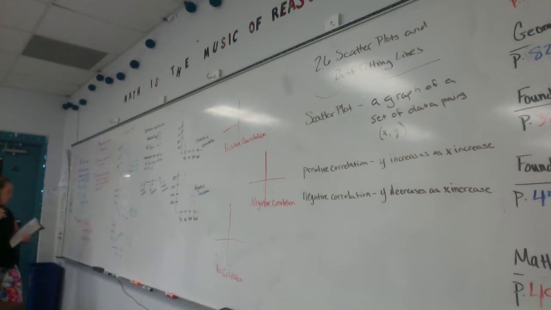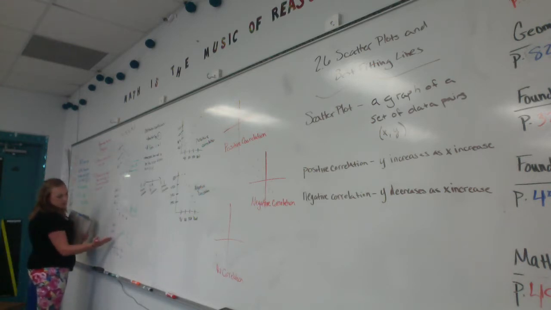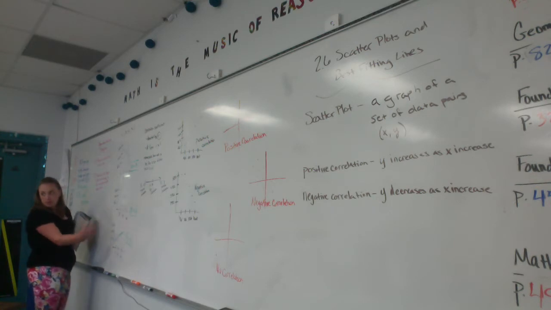Okay, there should be about as many points above the line as below it. That's what you're looking for. So you're going to put a line with as many points above and below it, okay? That's what you're looking to do.